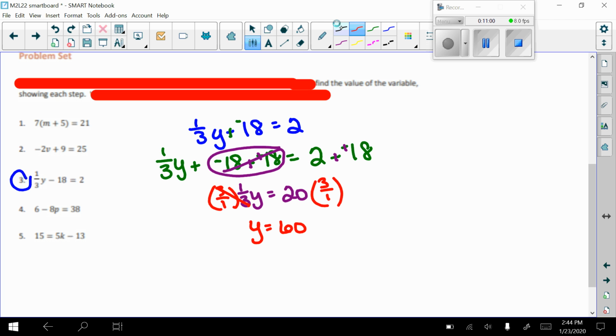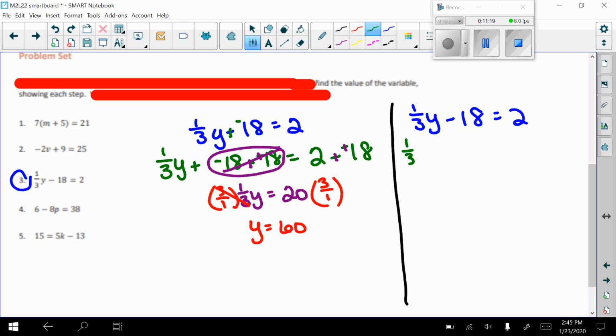Let me show this problem another way, which is still perfectly fine to do. 1/3 y minus 18 equals 2. So if I'm taking away 18, how do I get to 0? I add 18. So 1/3 y minus 18 plus 18. And if I add 18 to the left, I need to add it to the right. If I take away 18 and I add 18, that becomes 0, leaving me with just 1/3 y. 2 plus 18 is 20.